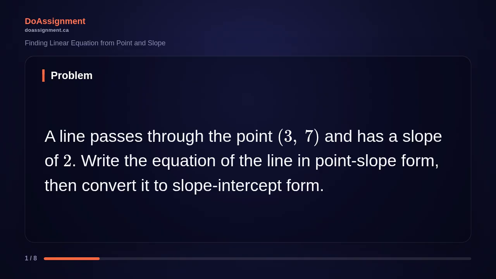A line passes through the point (3, 7) and has a slope of 2. Write the equation of the line in point-slope form, then convert it to slope-intercept form. Now let's work through the solution step by step.